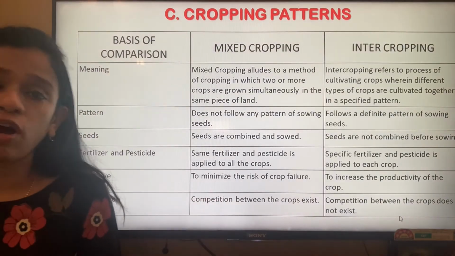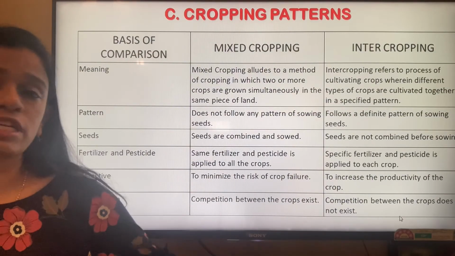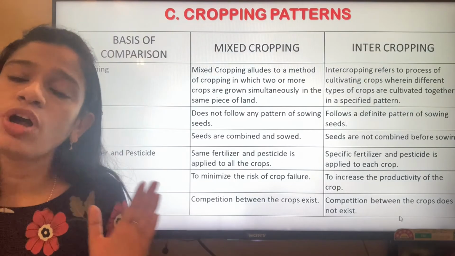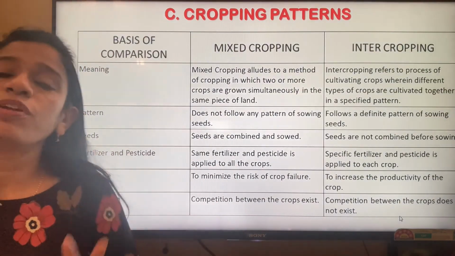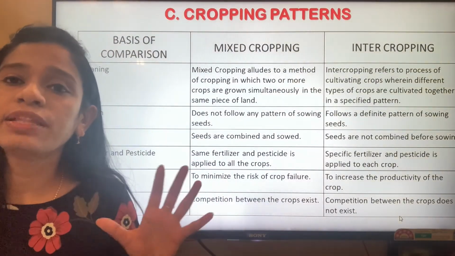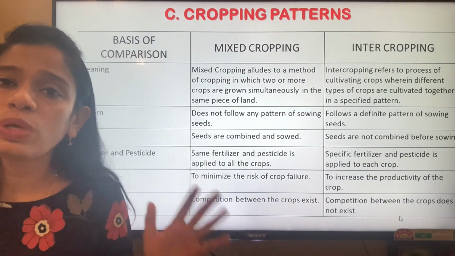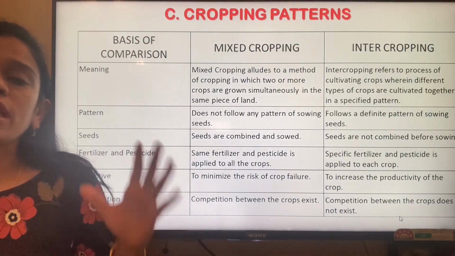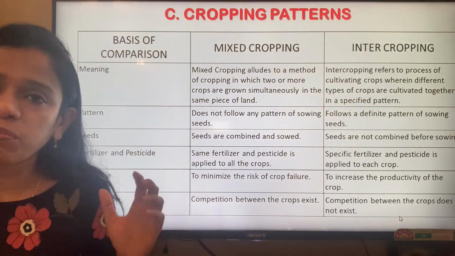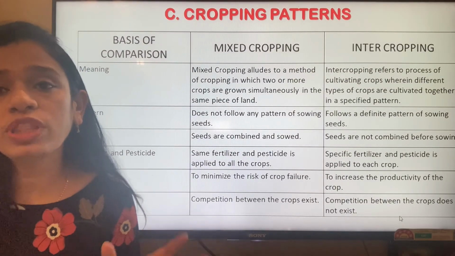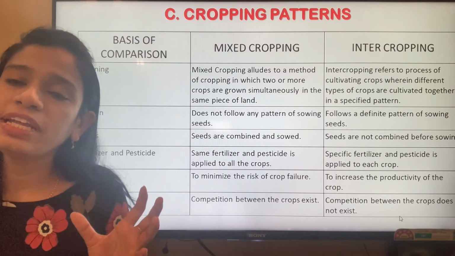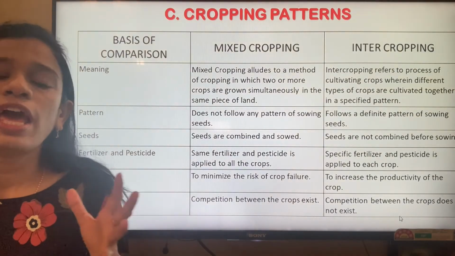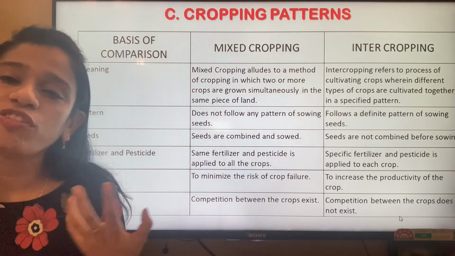In mixed cropping, competition between the crops always exists. In intercropping, competition does not exist because each crop is given a separate place to grow and is not mixed with the others. Whereas in mixed cropping everybody is mixed together, so only the best one, the fittest one, will survive and end up as crop yield. So these are very much different, mixed cropping and intercropping, but both are required in order to maintain the fertility and also the overall financial gain for the farmers.